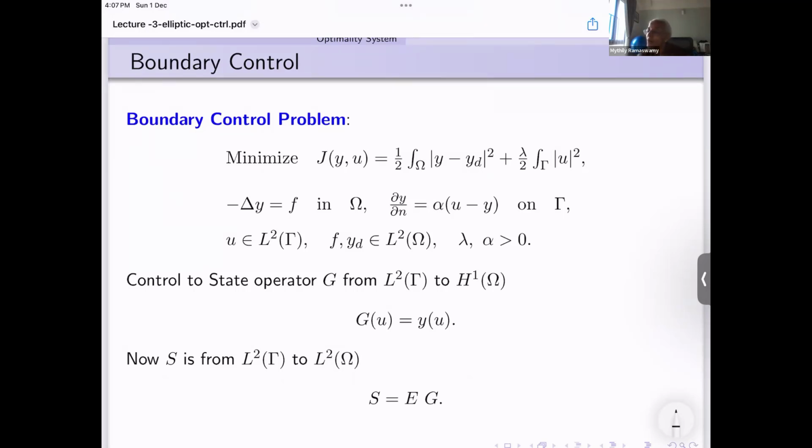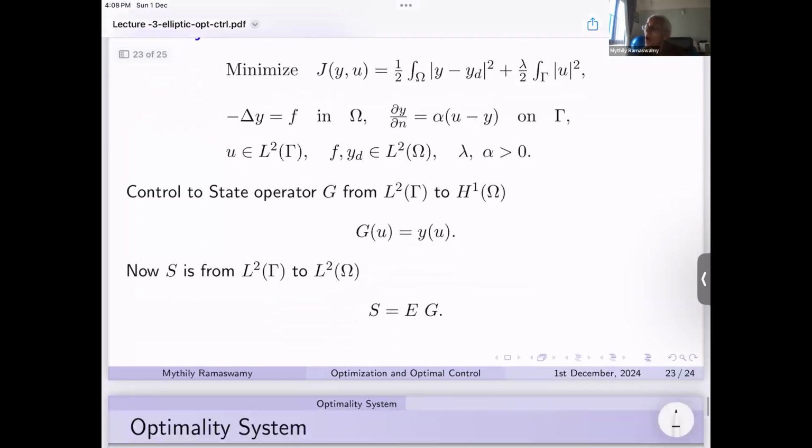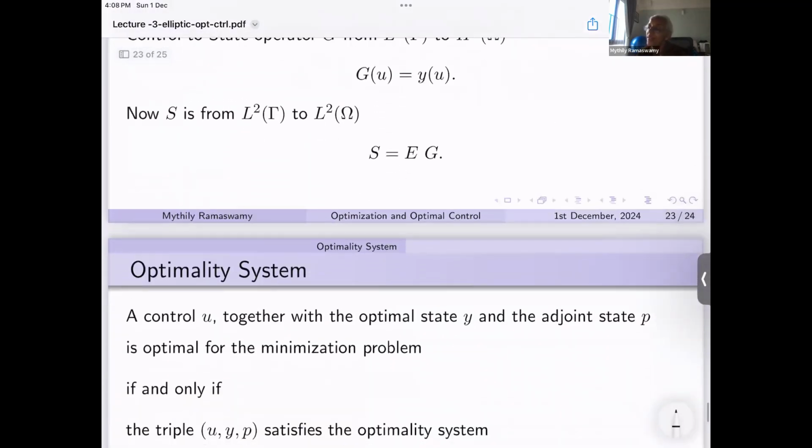So what we will do is, I can take it from the trace to the H1 of omega, I'll take G u equal to y of u. So that is once again from E into G. Okay, so it is a composition of these two operators. Again, I have to compute the derivative via the adjoint vector.